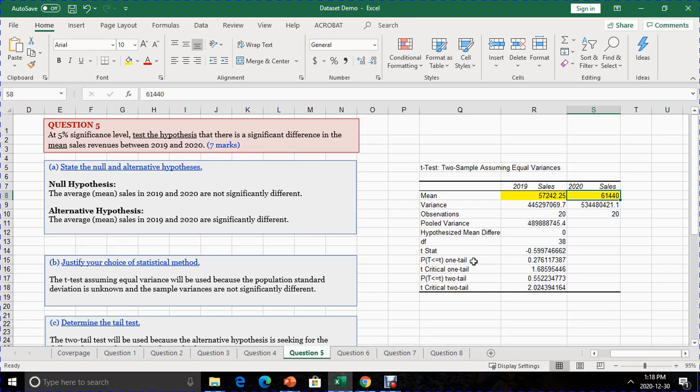Now in order to take a look at that, we have the degree of freedom, we have it as 38. We have 20 observations for 2019 sales and 20 sample size or observations for 2020 sales. So that gives you a degree of freedom of 38.